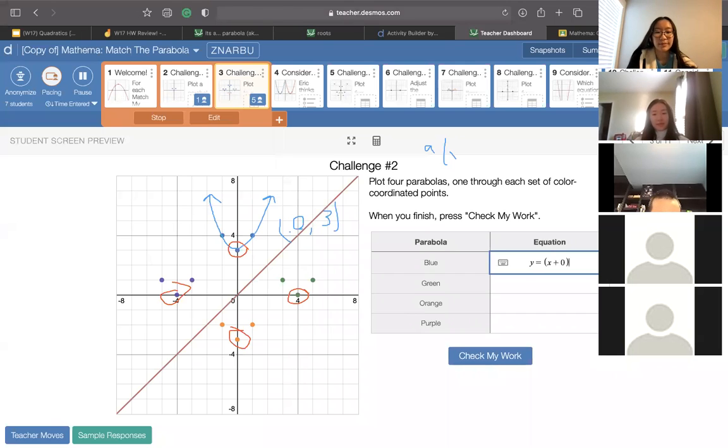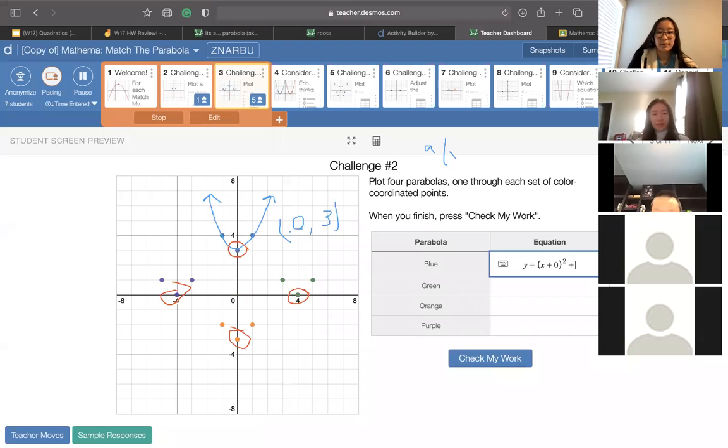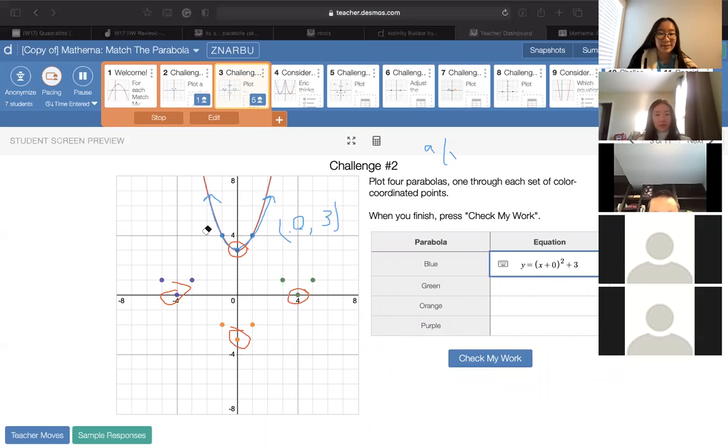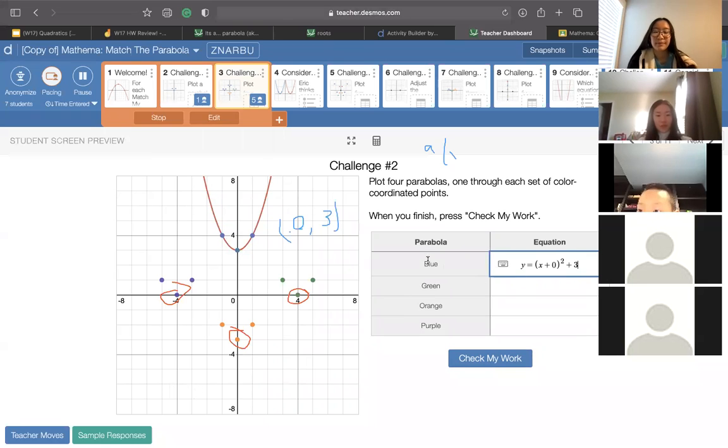X plus 0 squared plus 3. All right, so how do we do? Did we get it? Let me erase everything so we can tell. Yes, we did. Good job. You get 2 points.